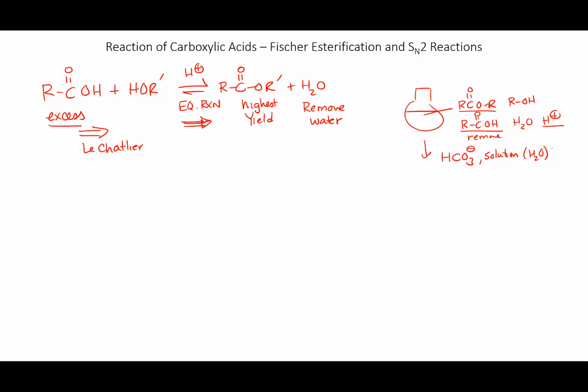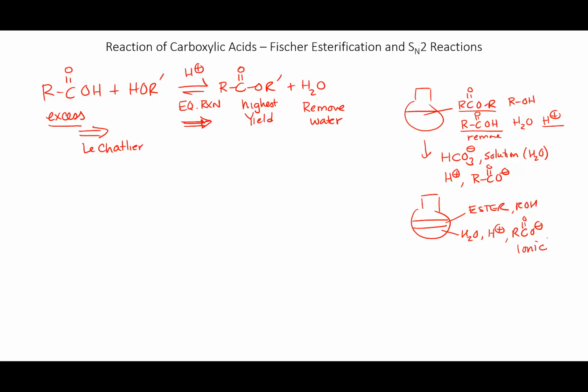And what happens? The sodium bicarbonate reacts with the H+ catalyst. It also reacts with the excess carboxylic acid and converts it to a carboxylate. Now in my round bottom, I end up with two layers. The top layer is the ester and probably a trace amount of alcohol. And in the bottom layer, I end up with water, neutralized H+, and I also end up with my carboxylate. Why? Because remember, it's ionic and will dissolve into the water.